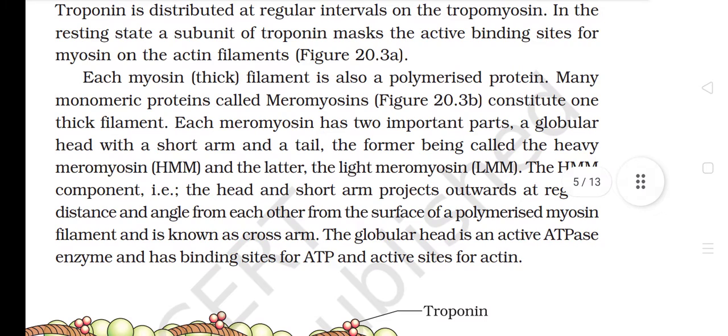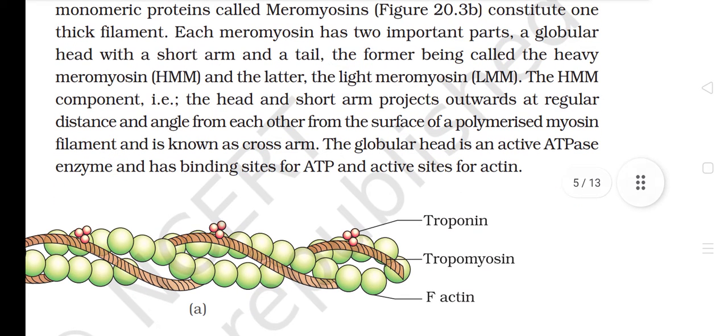Each myosin thick filament is also a polymerized protein. Many monomeric proteins called meromyosin constitute one thick filament. Each meromyosin has two important parts, a globular head with a short arm and a tail, the former being called the heavy meromyosin and the latter the light meromyosin. The HMM component, that is the head and short arm, projects outwards at regular distance and angle from each other through the surface of a polymerized myosin filament and is known as cross arm. The globular head is an active ATPase enzyme and has binding sites for ATP and active sites for actin.